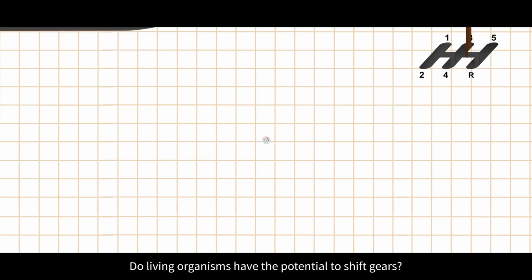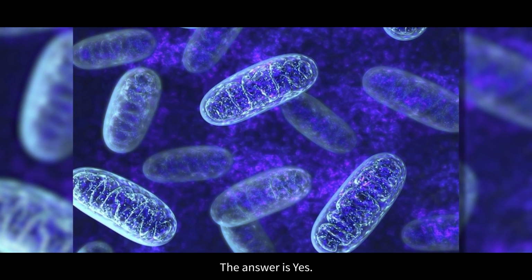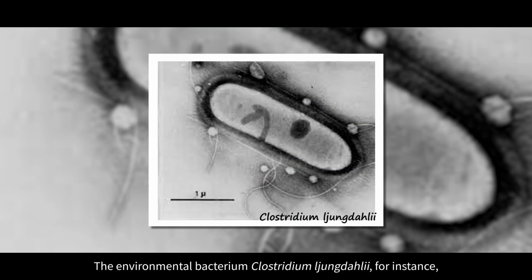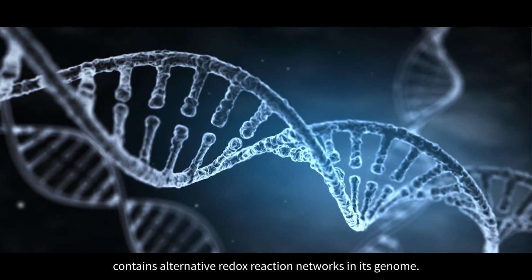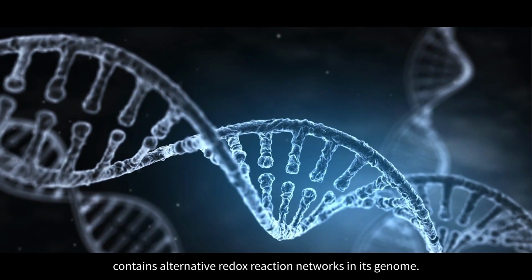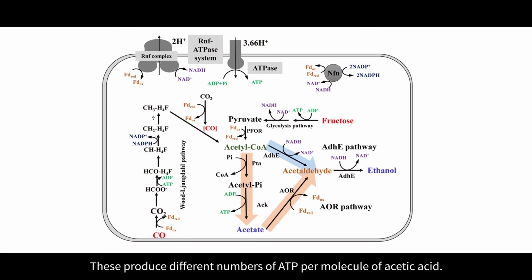Do living organisms have the potential to shift gears? The answer is yes. The environmental bacterium Clostridium jundalii, for instance, contains alternative redox reaction networks in its genome. These produce different numbers of ADP per molecule of acetic acid.